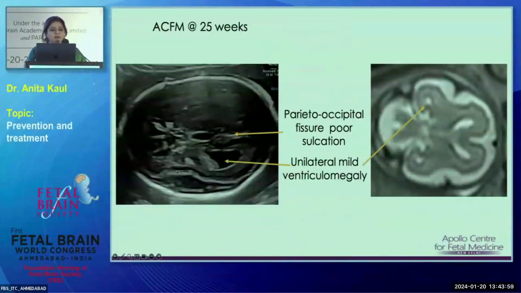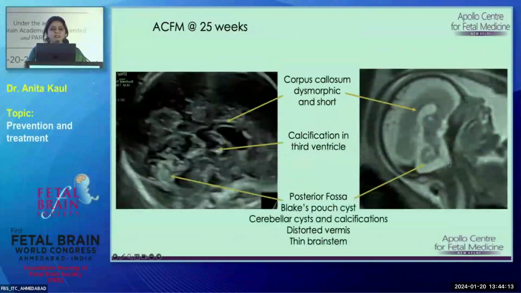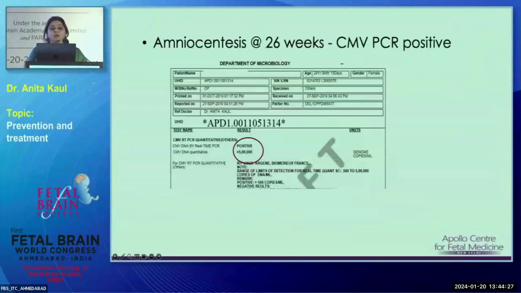The parieto-occipital fissure was slow. This is at 25 weeks. It was very shallow. There was some ventriculomegaly. We agreed that the CSP was disrupted. We could see calcifications, and we could see that the posterior fossa also had disruption and calcifications. There was a distorted pons, and there was a thin brainstem. But now with doing exomes, we routinely test for CMV, because in the last few years we're much more aware. And indeed, she was CMV PCR positive, and she opted for a termination.